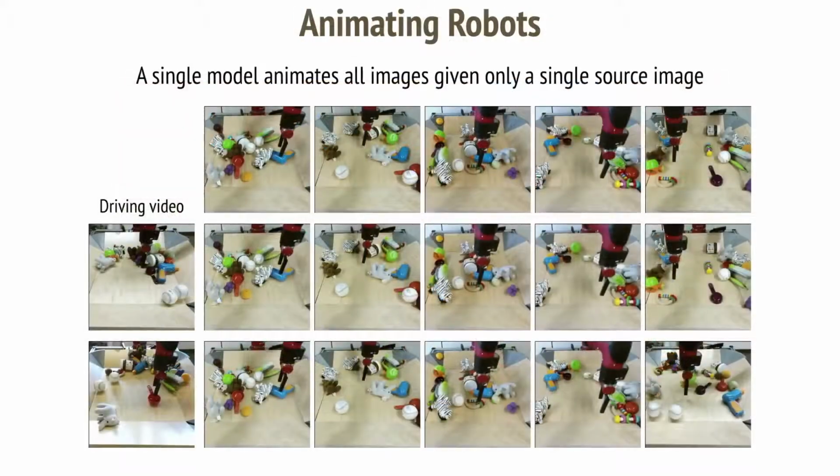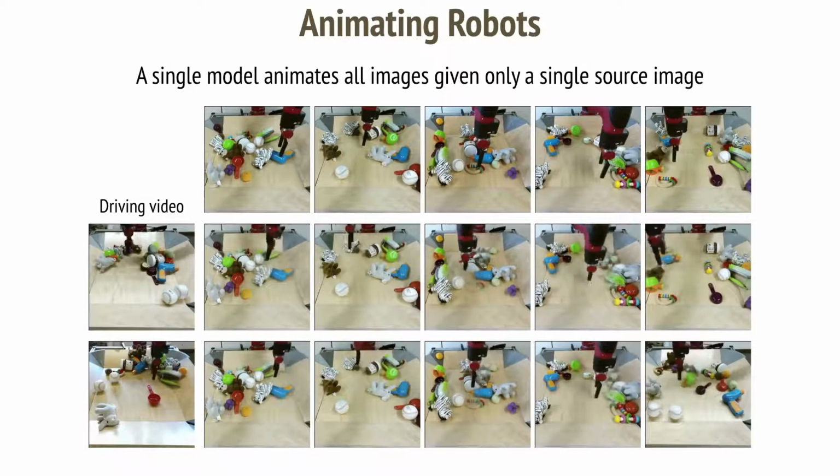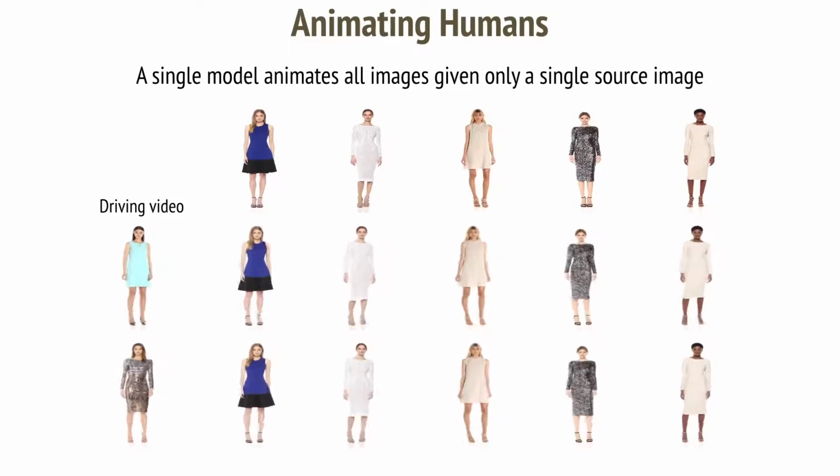We apply our framework for robot animation. The images at the top represent the source images. The videos on the left are the driving videos. The rest is generated by our method. The same framework applies for human motion animation.